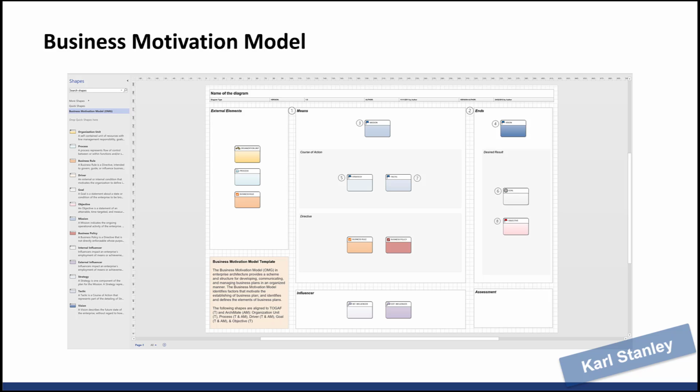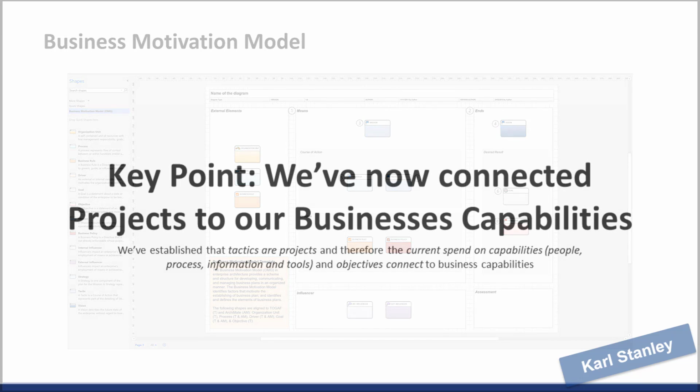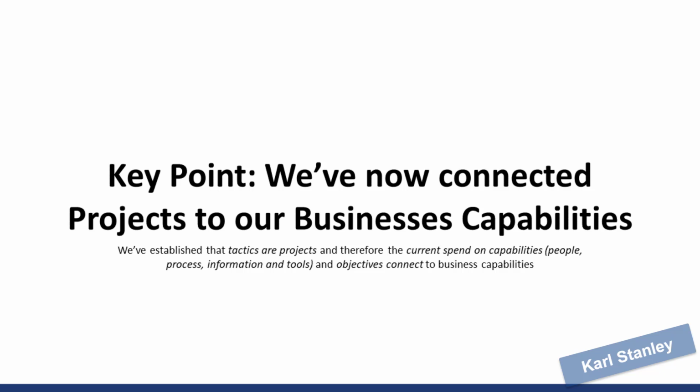Now that we have a tool for communicating with our stakeholders, let's make sure we have taken away our key point from this presentation. Key point. We've now connected projects to our business capabilities. We've established that tactics are projects and therefore the current spend on capabilities, people, process, information, and tools, and objectives connect to business capabilities. Now we have the answers we were looking for. In our next presentation, we will bring both perspectives together to communicate the gaps between what the customer thinks is important linked to capabilities, what business capabilities are being invested in by projects. The output will be a business capability model with projects and importance indicators overlaid.